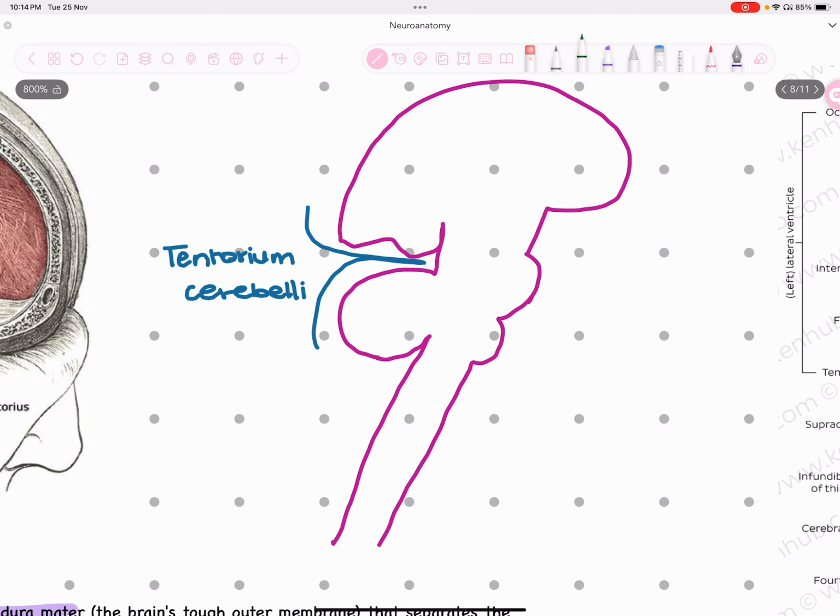If you can see this diagram that I've drawn, this is your cerebrum and this is the cerebellum. So this is a tent. Tents are normally like this, right? So this is a tent for the cerebellum. It separates the cerebellum from the cerebrum.